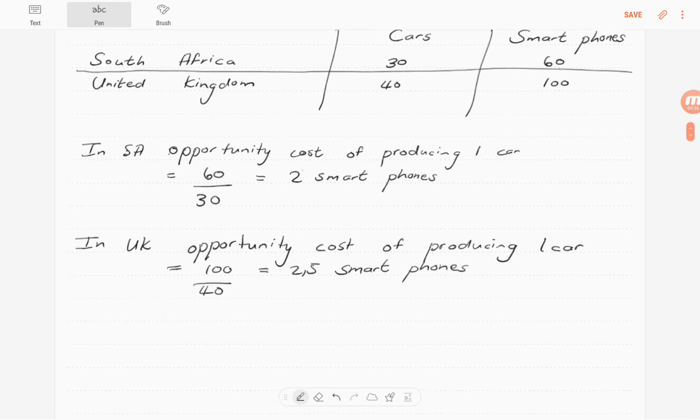That means South Africa gives up 2 smartphones and the United Kingdom gives up 2.5. 2 smartphones is less than 2.5 smartphones. So South Africa will export cars and the UK will export smartphones. Try to do the same exercise for smartphones.